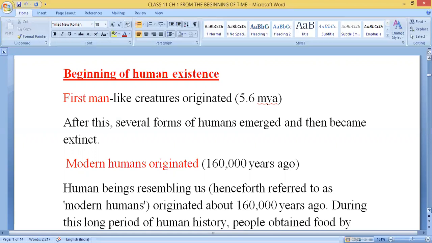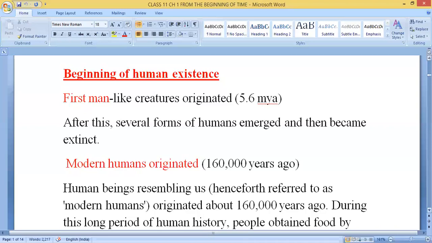And one more term you should be aware of that is usually used in archaeological context, that is BP, before present. So the first man-like creatures originated 5.6 million years ago, and after that, the scientists have observed that several forms of humans emerged and then became extinct. Modern humans, when I'm saying modern humans, I'm basically referring to human beings that resemble us. These modern humans originated almost 160,000 years ago.